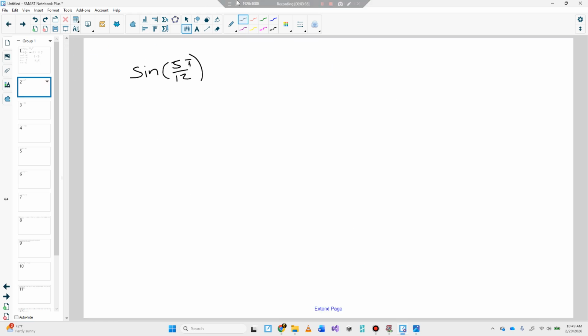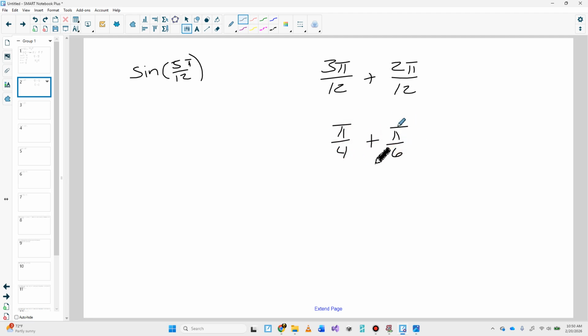Do the same thing here, the sine of 5 pi over 12. Again, there is no radian angle on my circle that has 5 pi over 12, so I'm going to need to split this up. So if we were to use, let's go, 3 pi over 12 plus 2 pi over 12. This is going to be pi over 4 plus pi over 6. And I do have answers for both of those, so I'm going to go ahead and use that. That's going to be the sine of pi over 4 plus pi over 6. I'm going to go ahead and erase this so I have some room.